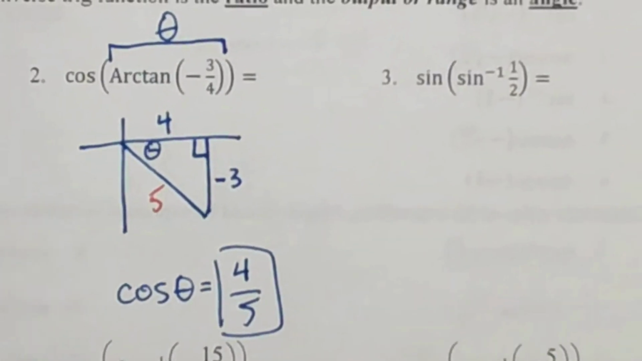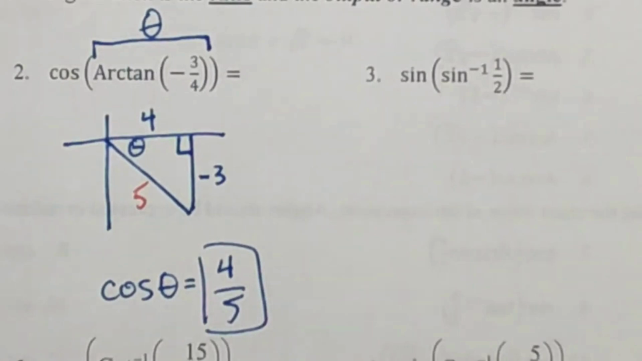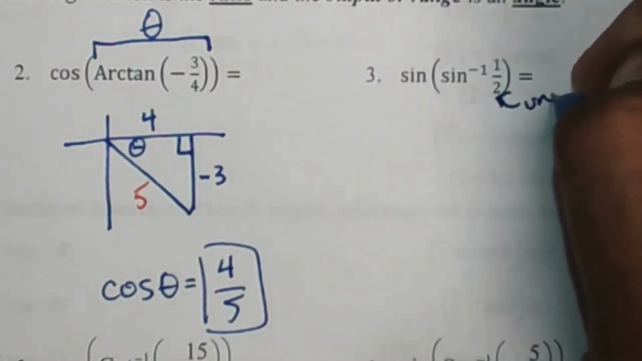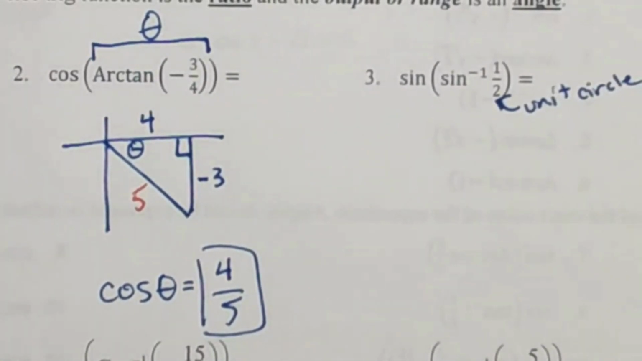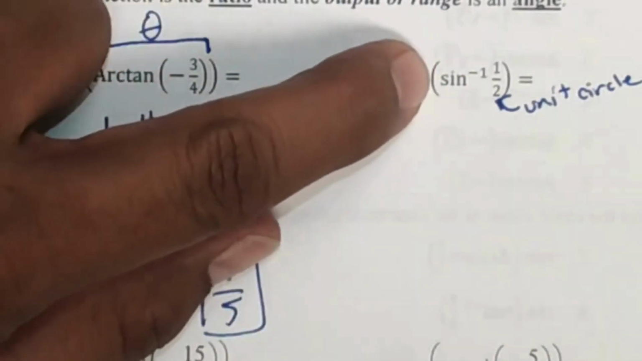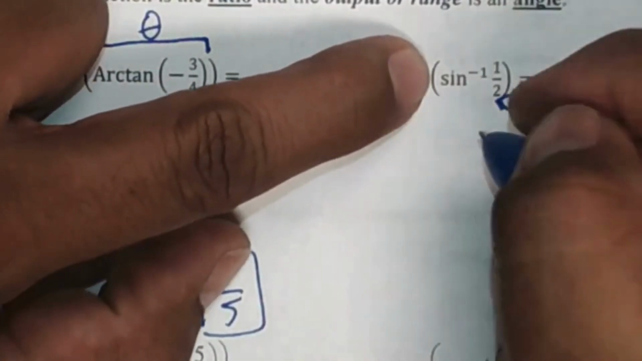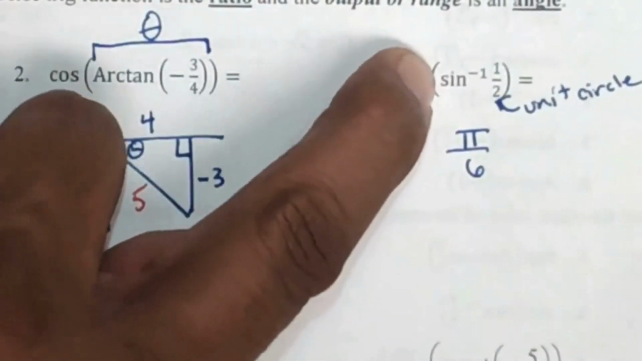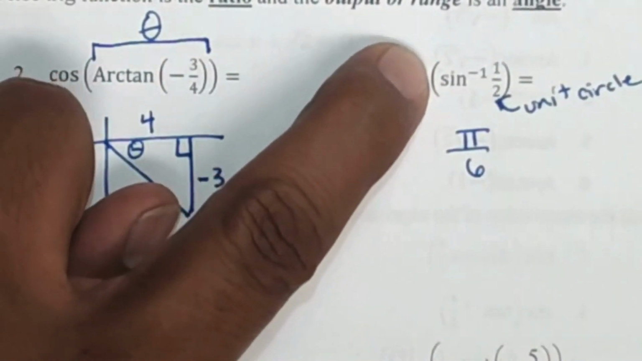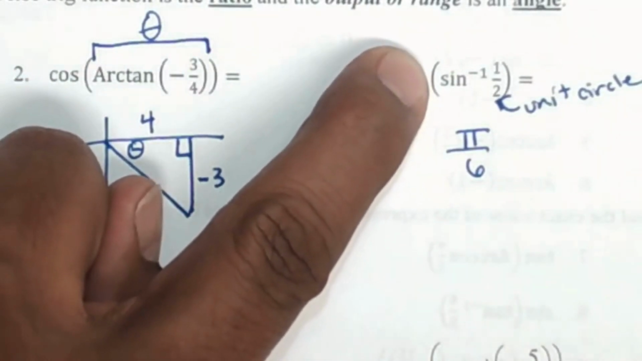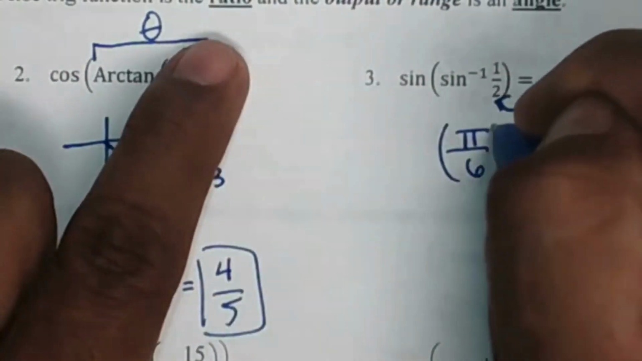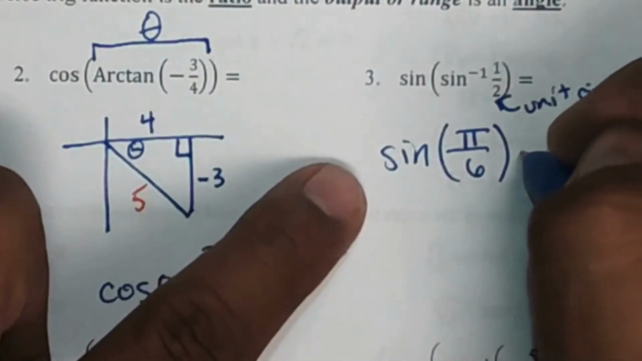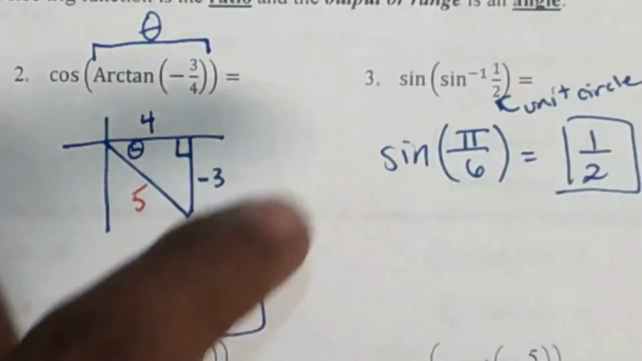What about 1/2? I could draw a triangle where the opposite side is 1 and the hypotenuse is 2, but this is a unit circle value. 3/4 and 3/5 are not on the unit circle, but 1/2 actually is. So if I ask you what is sine inverse of 1/2, you should be able to tell me that's pi over 6. That's the angle in which our y value is 1/2. Again, using our side rainbow, positive values are in quadrant 1, so pi over 6. So then the question is, what is sine of pi over 6? Well, that goes back to 1/2.